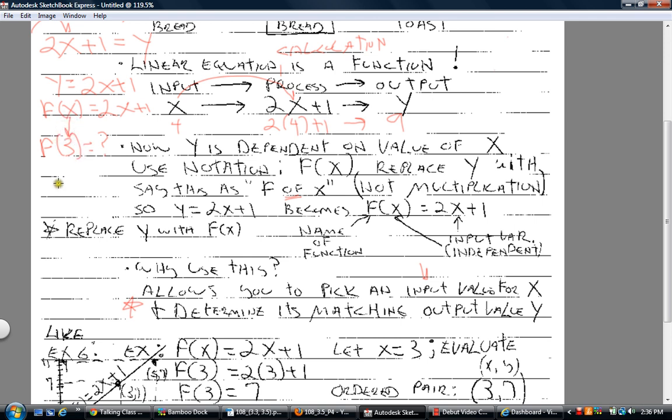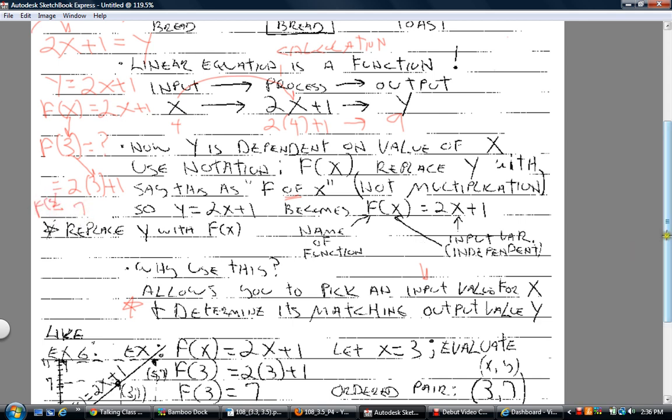You go back into the linear equation to process the calculation, and instead of putting x, you're going to put the 3. You substitute it in, and you evaluate it. 2 times 3 is 6 plus 1 is 7. So f of 3 is 7.